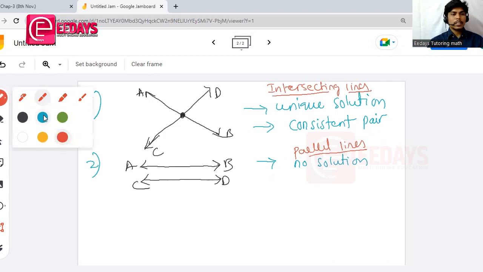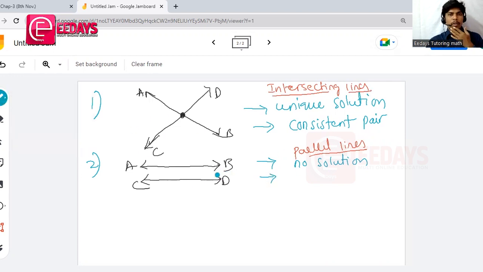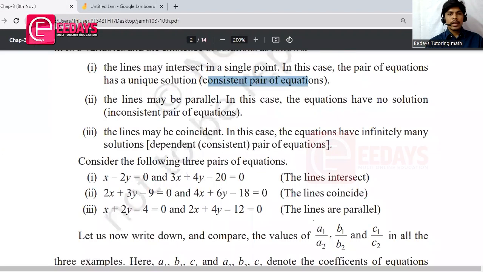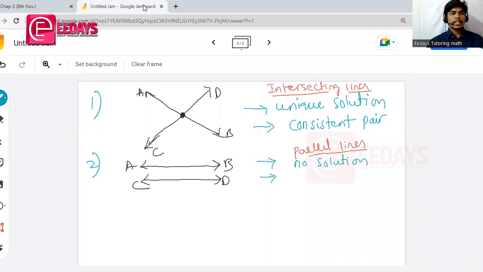Now the other condition, parallel lines: no solution. Why? Because they are not meeting at any point, so the lines are different. This is an inconsistent pair of equations, which means, as we have learned, there is no solution. This is for parallel lines, and that was for intersecting lines.